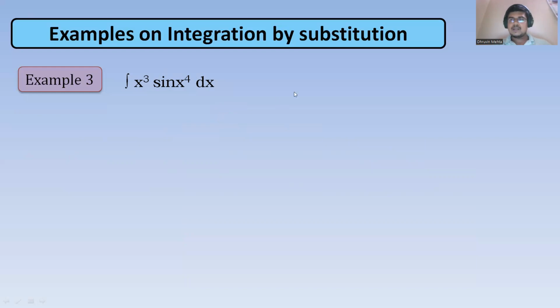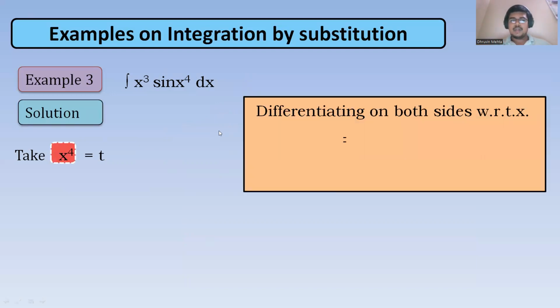4x cube. Exactly. If we take x raised to 4 as t, the derivative is present. 4x cube is present. You can argue 4 is not present, but we can adjust constant terms. Constants are never a problem. So when we cross multiply, x cube dx will be 1 by 4 dt. Yes. So complete this, guys, and tell me the final answer.